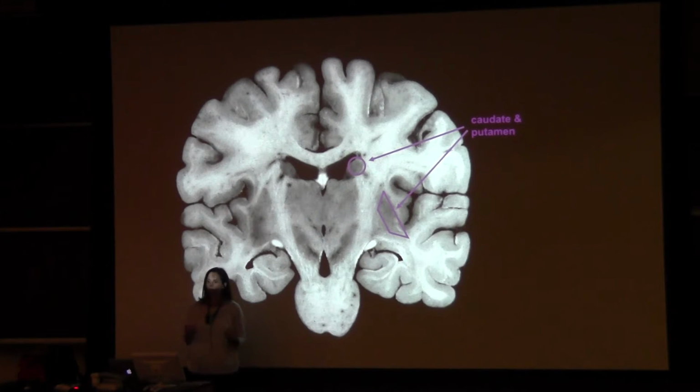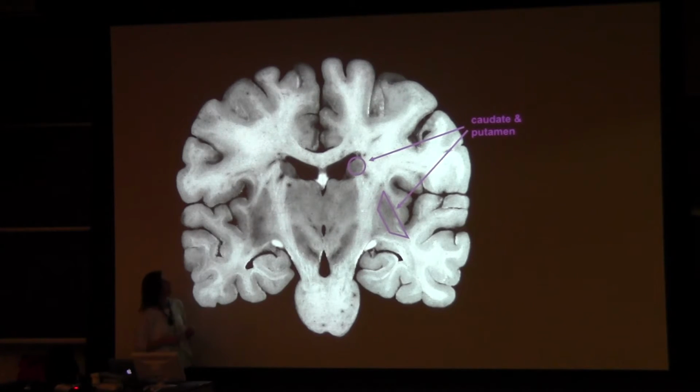I put these two structures together even though they subserve slightly different functions, because both of them are input structures to the basal ganglia. They receive input from the cerebral cortex, and these structures collectively are called the striatum. You'll hear the term striatum in reference to the basal ganglia, and it's because these two have exactly the same cell types.